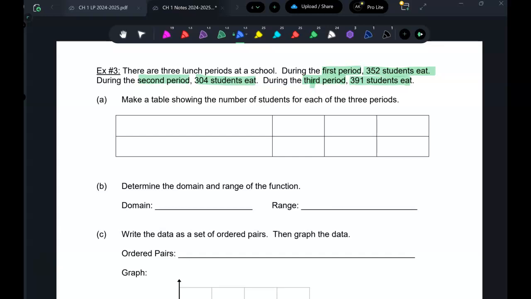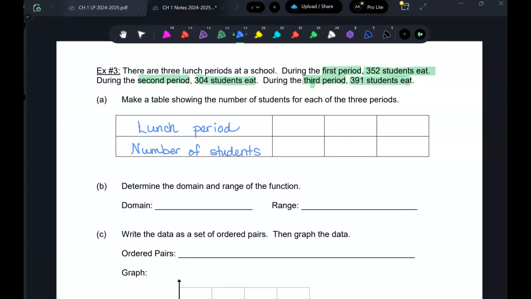We want to make a table showing the number of students for each of the 3 periods. Okay, how would we label this? So I'm going to put the lunch period in the first row, and then the number of students in the second. Good job, Kobe.